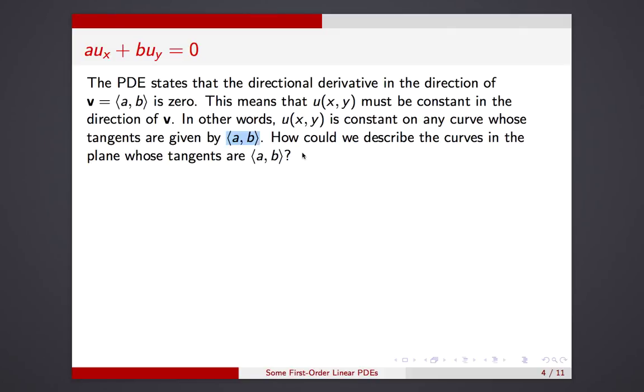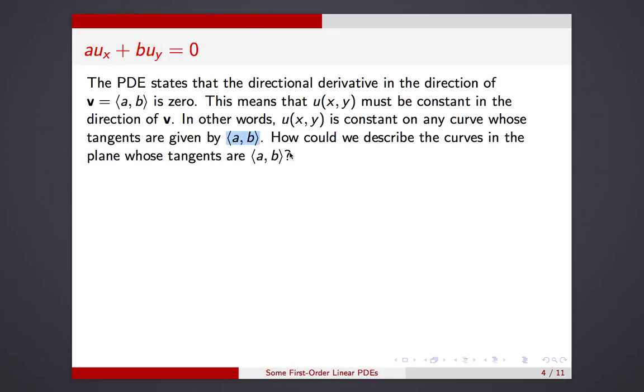Okay, so the question is, how could we describe the curves in the plane whose tangents are given by that vector? Before we do this, let me just restate what this PDE is saying. The PDE says the directional derivative in the direction of AB is 0. All right, so that means that u(x,y) must be constant on anything that's moving in that direction. The things that are moving in that direction are curves whose tangents are given by this vector.